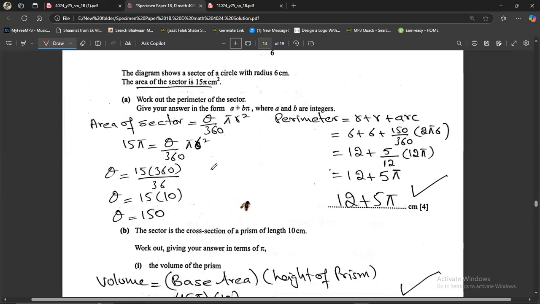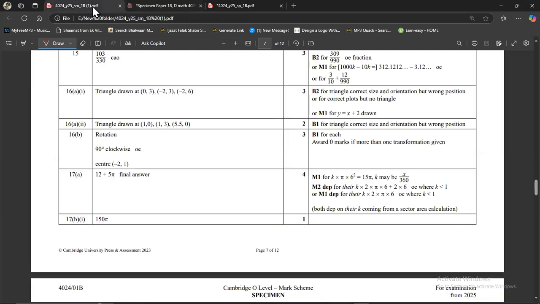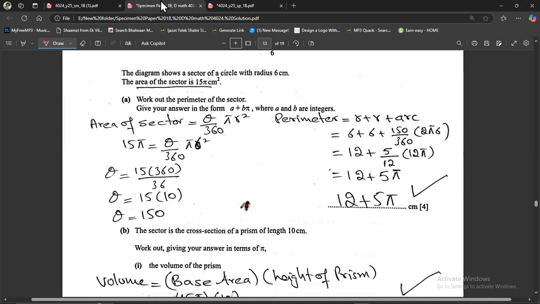Now I want to find out the perimeter of that sector. The perimeter of any sector is radius plus radius plus the arc. So it is 6 plus 6 plus 150, because theta is 150, divided by 360 multiplied by 2 pi r. Because we don't want to put the value of pi here, we want the answer in terms of pi. So you will have 12 plus 5 by 12 into 12 pi. So it is 12 plus 5 pi. 12 plus 5 pi is my answer. And you can see question number 17a part, the answer is 12 plus 5 pi. So this is how this is done.